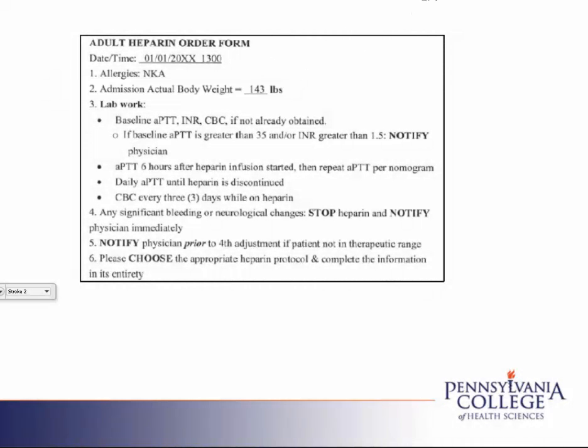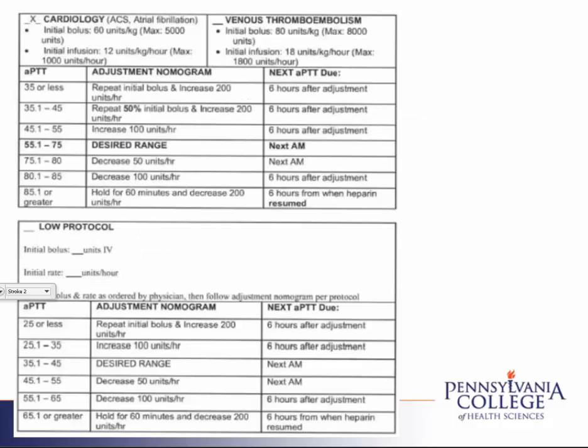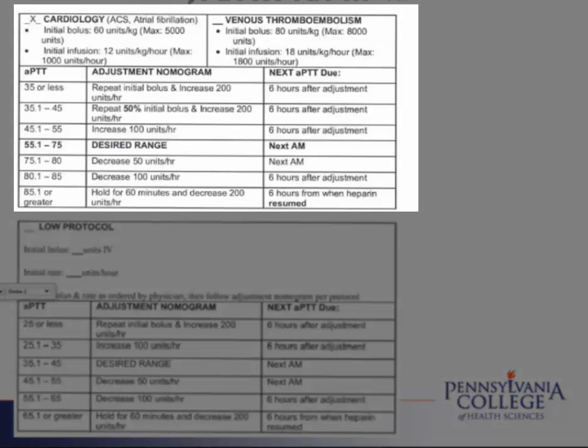Next, I'll take a look at the protocol itself. I know to focus on the cardiology part of the protocol. I see the initial bolus, I'll need that for the problem, and I see the maximum of 5,000. I see the initial infusion. Again, I'll need that for the problem. And again, I see the maximum. Based on the lab work, I'll adjust the heparin once I get to that part of the problem.